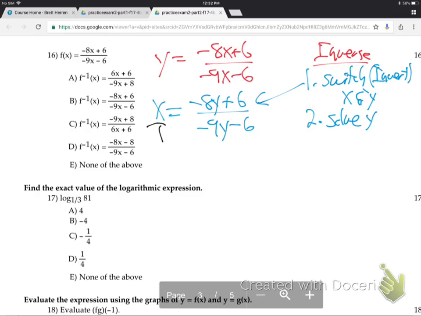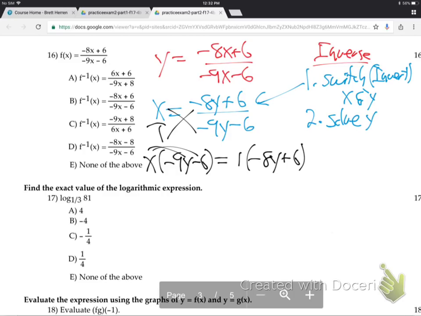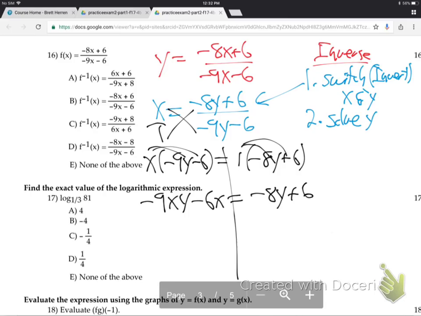Put this over 1, go diagonal, diagonal. Remember that? Two equal fractions, cross multiply. So x times minus 9y minus 6, 1 minus 8y plus 6, like that. All right, good. And boom, boom, boom, boom. Minus 9xy minus 6x minus 8y plus 6. Good so far. Everybody good to there? What am I trying to solve for at this point?